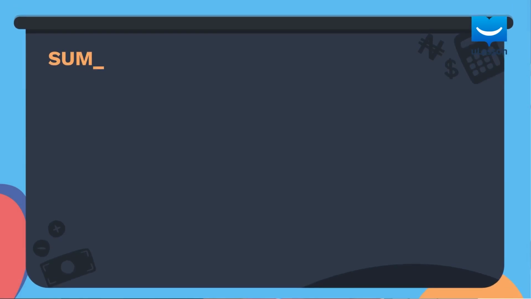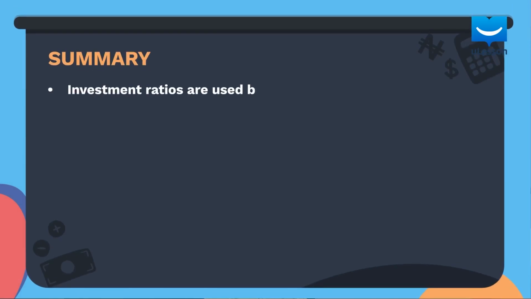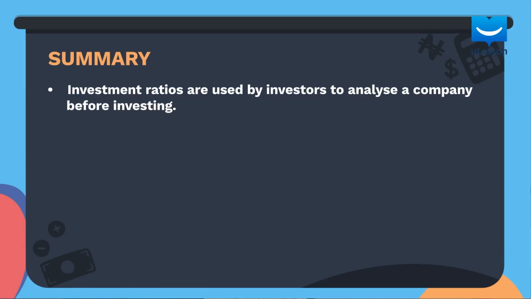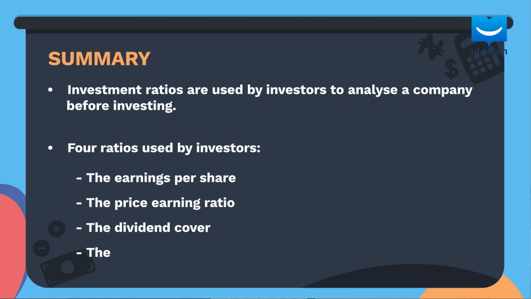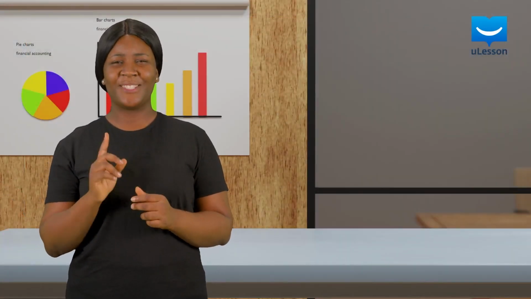And that's it. You have learned that investment ratios are used by investors to analyze a company before investing. You also know 4 ratios used by these investors: the earnings per share, the price earnings ratio, the dividend cover, and the dividend yield. In future lessons, we will look into some other ratios. See you then.